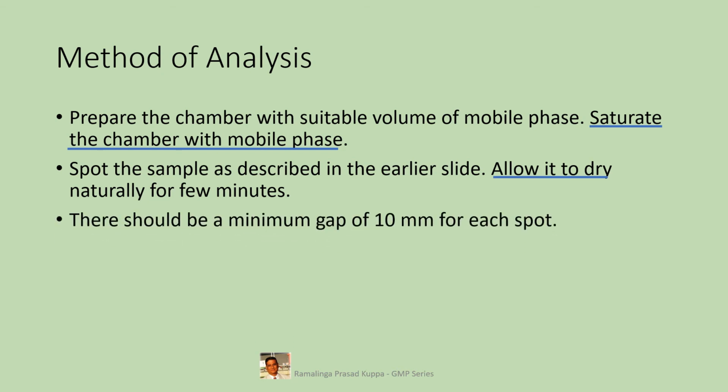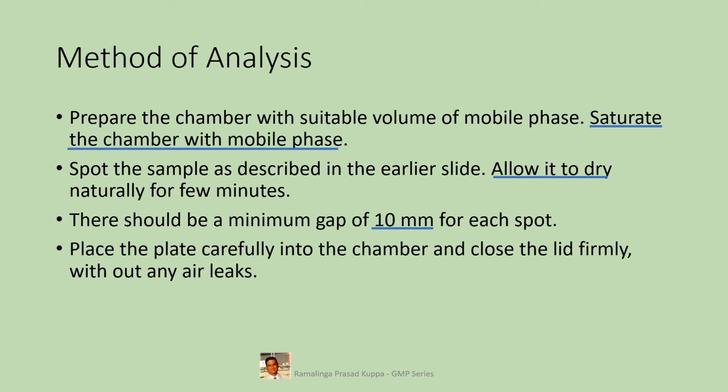There should be a minimum gap of 10 mm for each spot. When there is a requirement to spot more than one sample, at least a 10 mm gap from one spot to the other should be maintained. For HPTLC, it could be at least 5 mm. The spotting should be done in such a way that the spot does not touch the mobile phase when placed in the chamber for elution. Generally, 10 or 12 millimeters must be sufficient, but it is necessary to make sure that the spots are above the mobile phase plane.